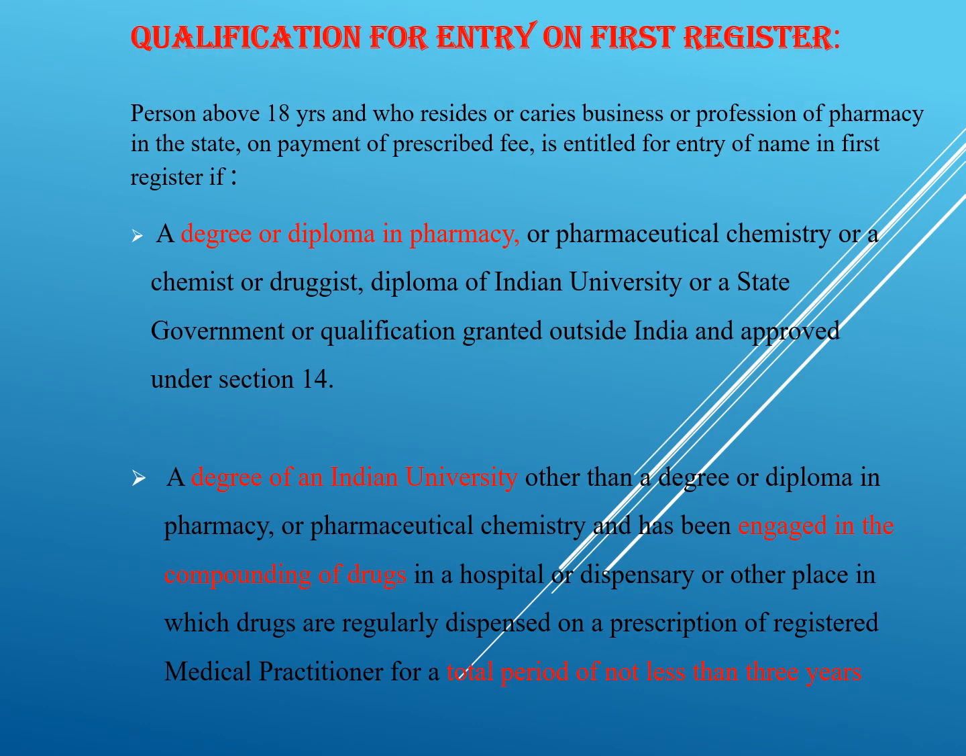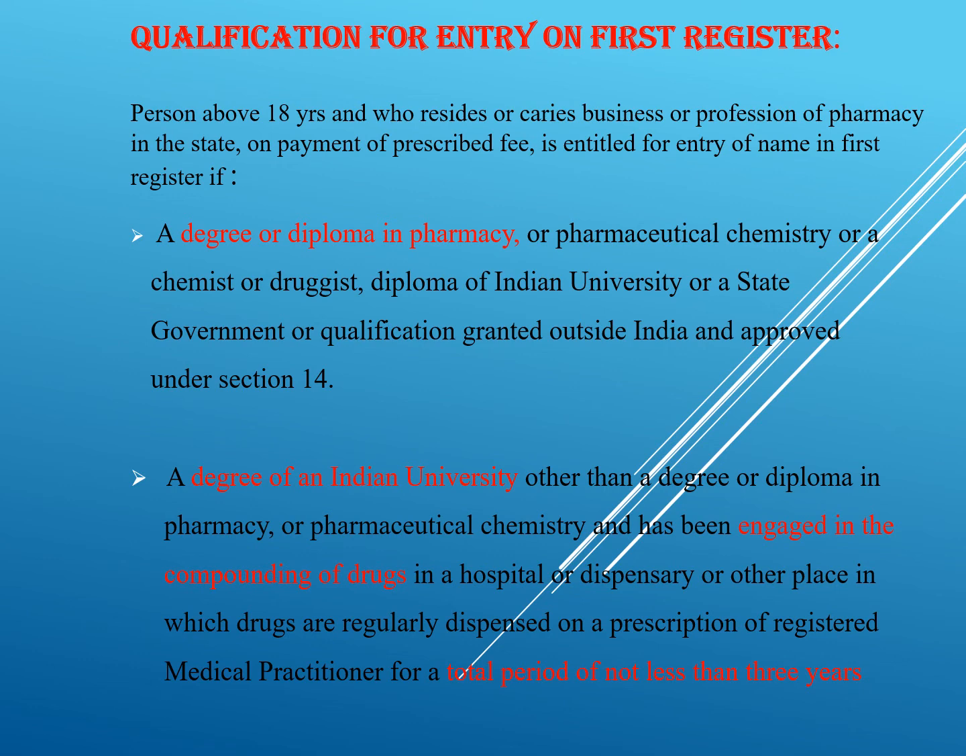Then qualification for entry on first register. A person above 18 years who resides or carries on business or profession of pharmacy in the state, on payment of prescribed fee, is entitled to entry of his name in first register if, first, he has a degree or diploma in pharmacy or pharmaceutical chemistry or a chemist or druggist diploma of an Indian University or a state government, or qualification granted outside India and approved under section 14.